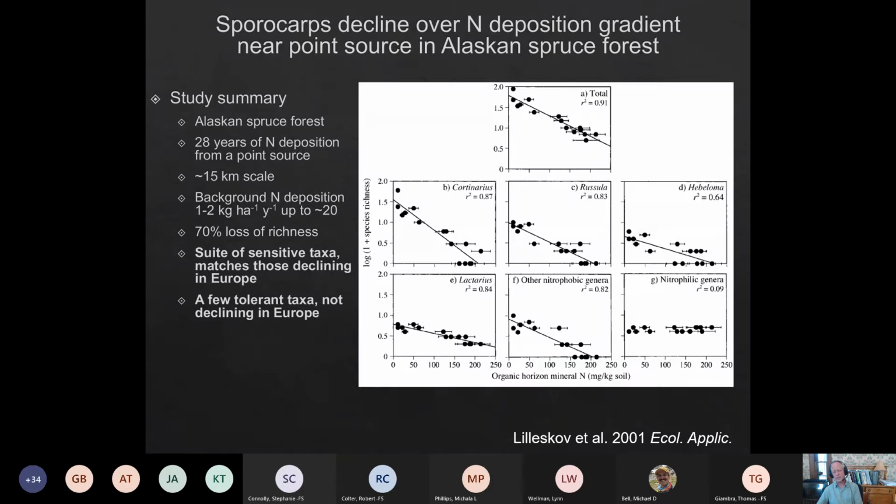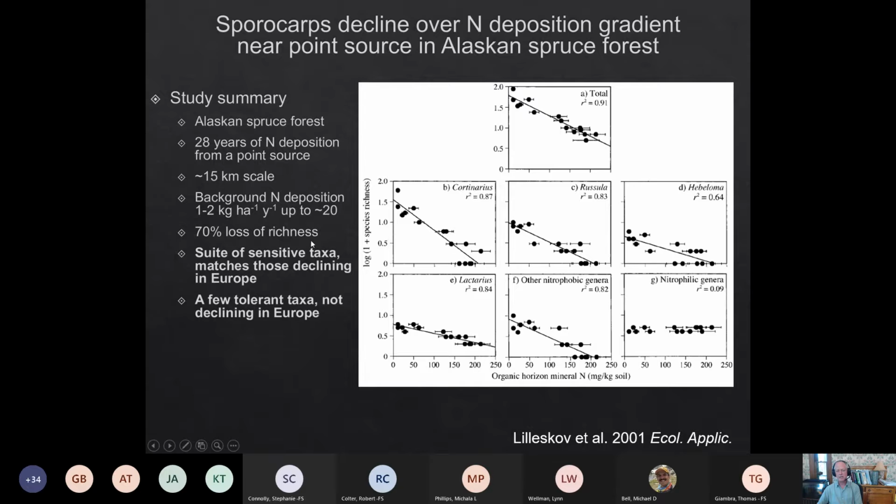There's one study that I did in Alaska looking at the sporocarp response to nitrogen deposition near a point source of nitrogen. The reason we used Alaska is that it's a low deposition environment, with low background nitrogen deposition. We had 28 years of nitrogen deposition from a point source at a fertilizer facility. The scale was small, so we could control for other factors. Background deposition was at virtually pre-industrial levels, going up to over about 20 kilograms per hectare. So it was an ideal study system.